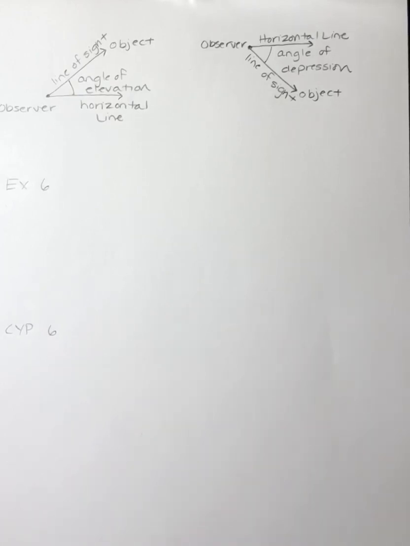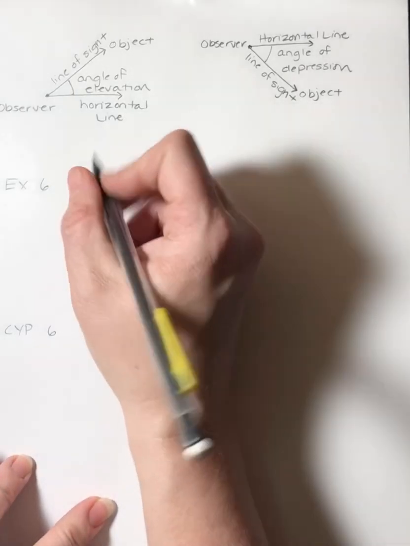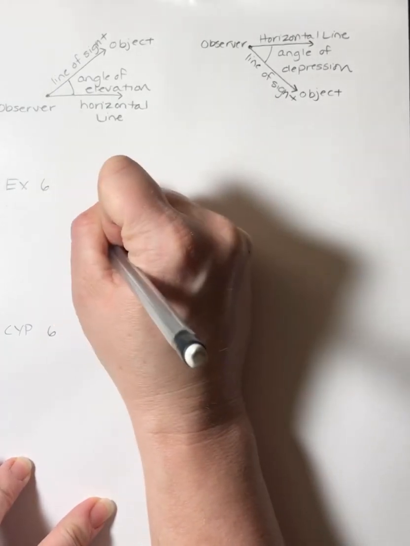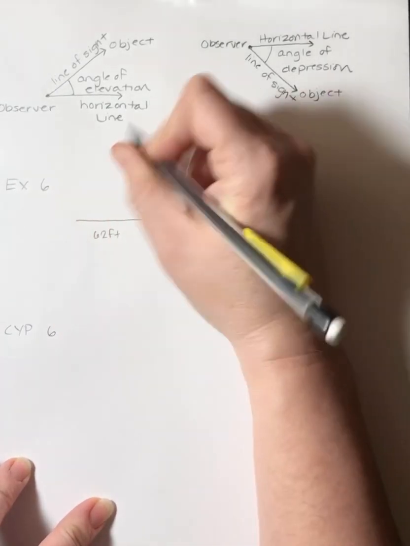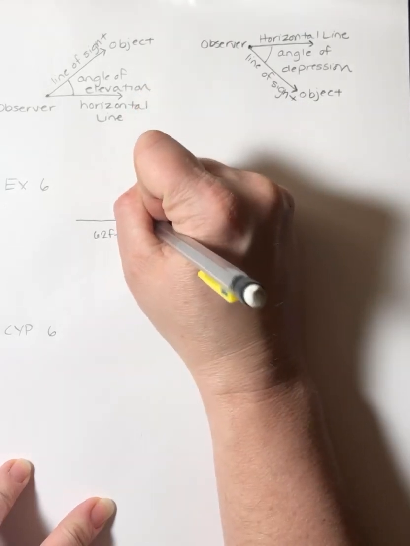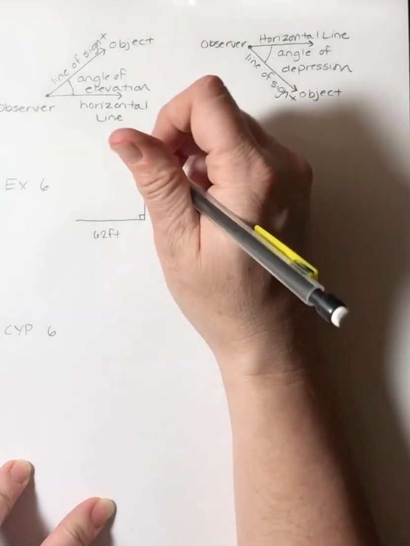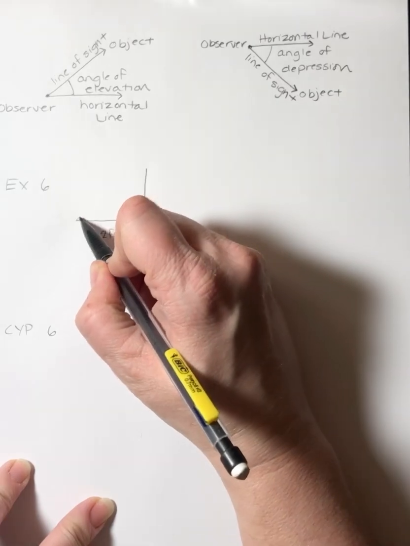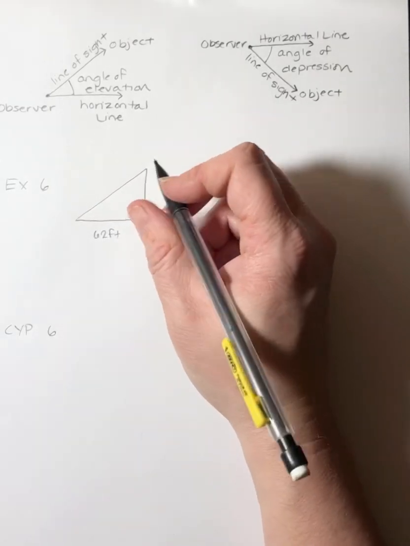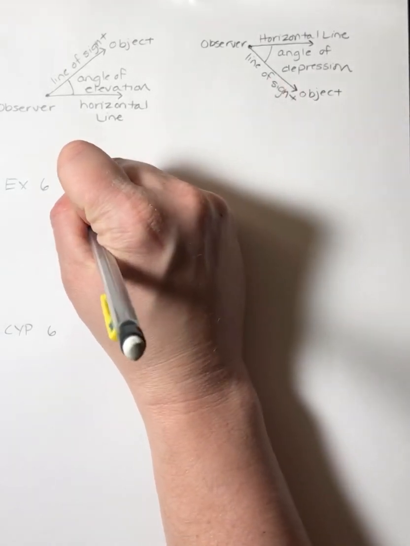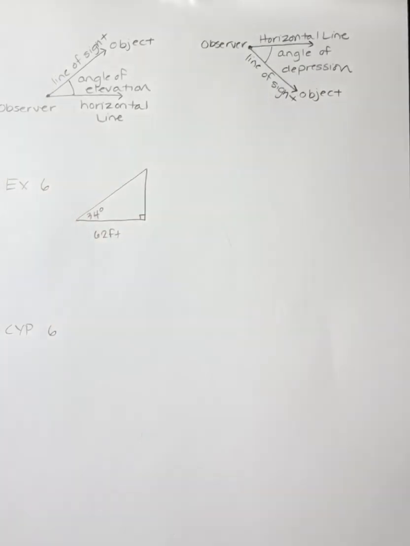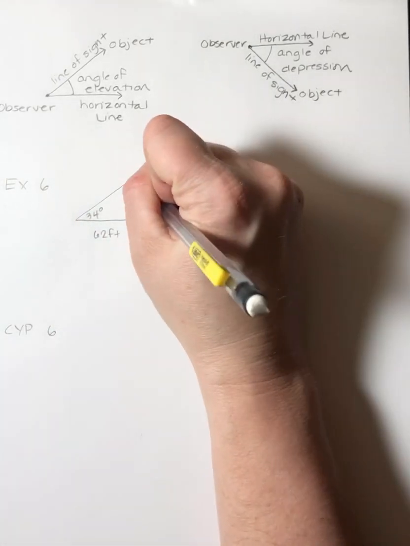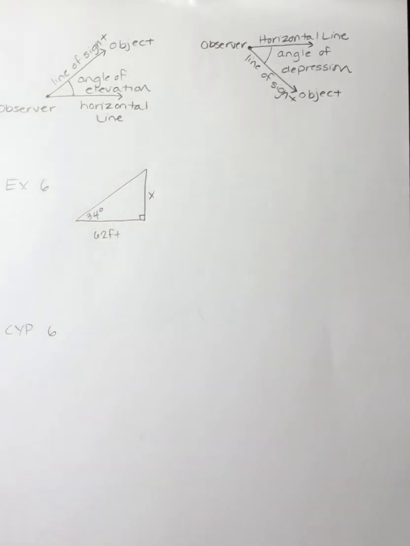Okay, so example 6. The angle of elevation from a point 62 feet away from the base of a flagpole. So 62 feet away from a flagpole. And the flagpole is going to be vertical, so it's going to be a right angle, is 34 degrees. Find the height of the flagpole.